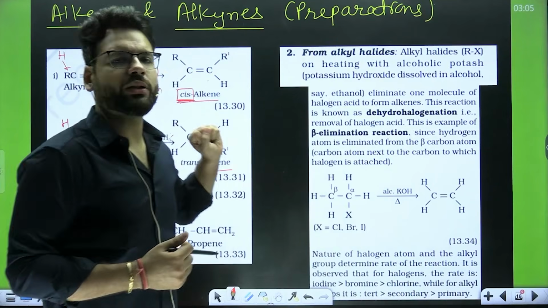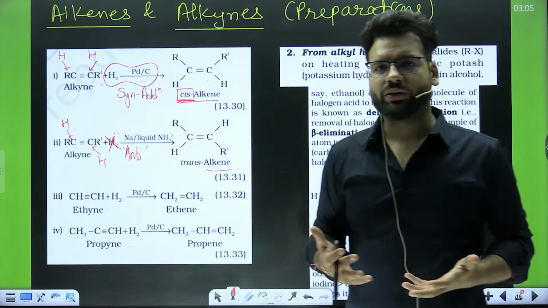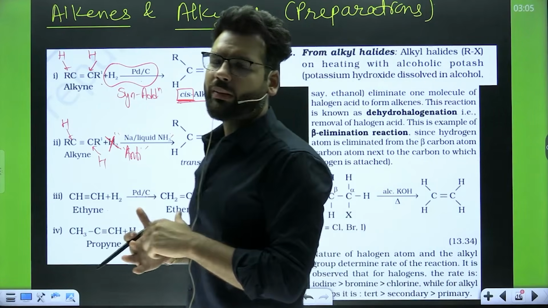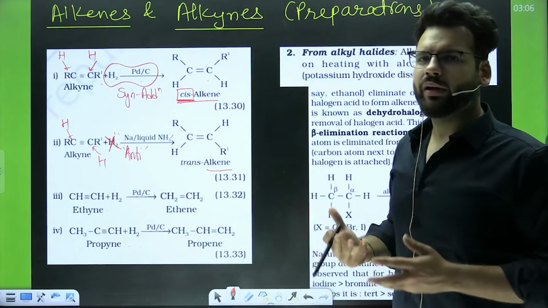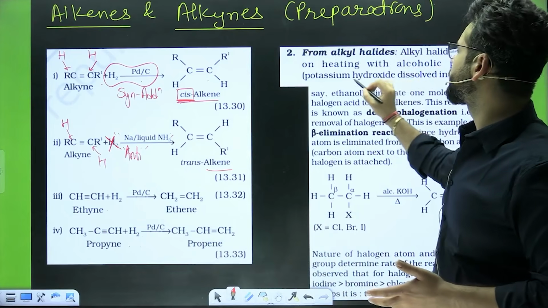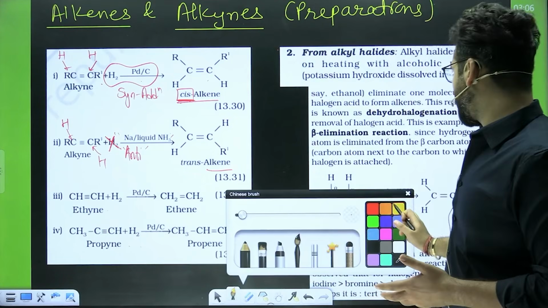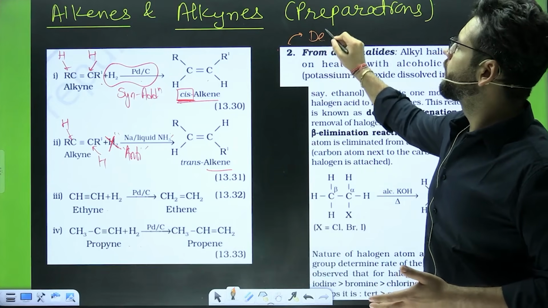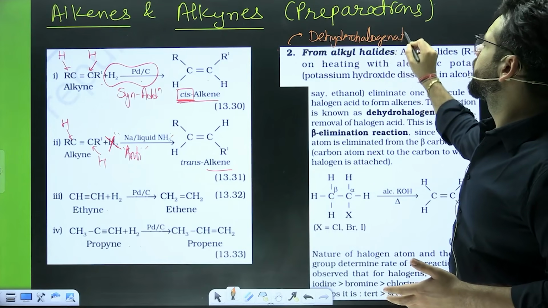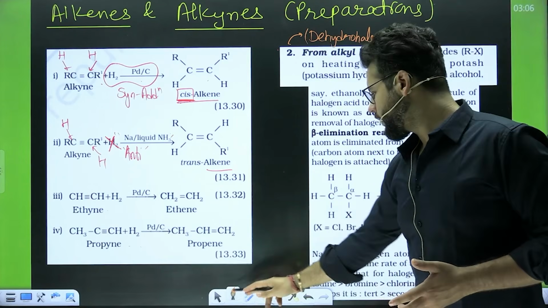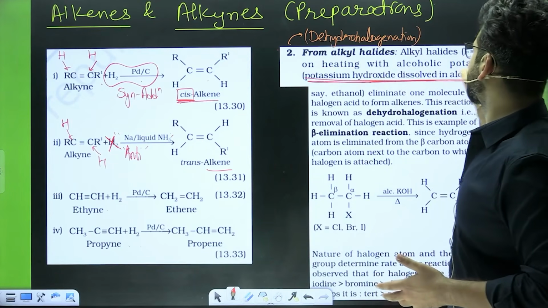Next important preparations of alkenes come from alkyl halides and dihalides. When you take a monohalide, something like chloroethane, the removal of HX is done. HCl we have to remove, so we call it dehydrohalogenation. Dehydrohalogenation is the name of the reaction, which requires a base, like alcoholic potassium hydroxide, potassium hydroxide dissolved in alcohol.